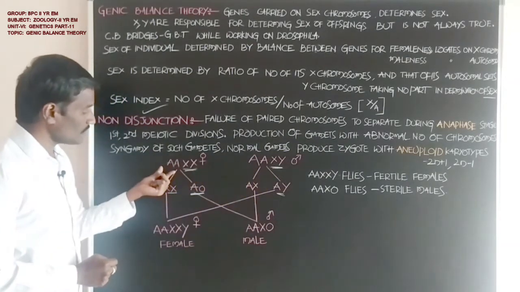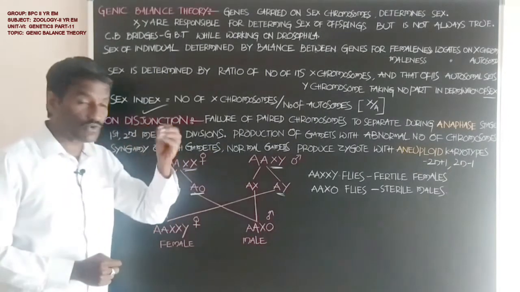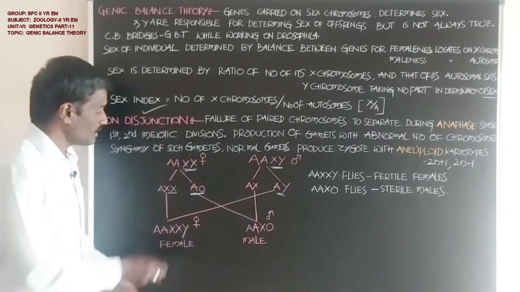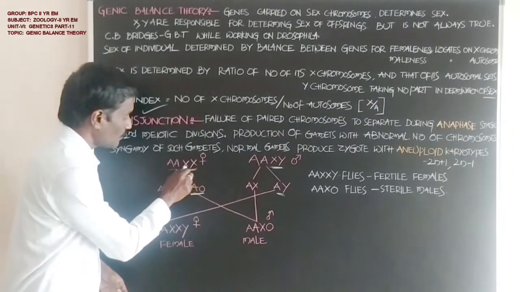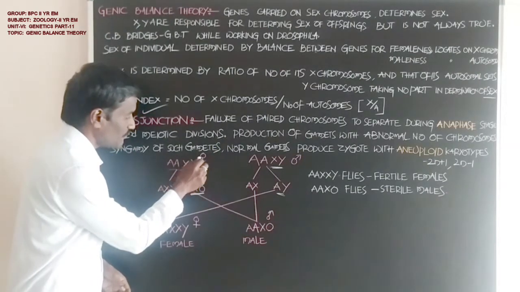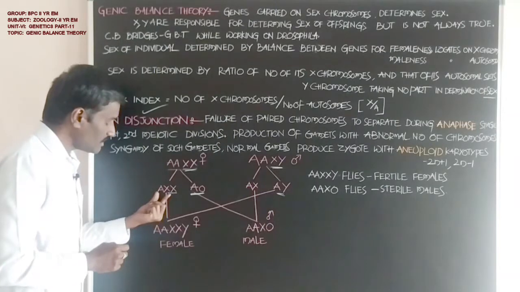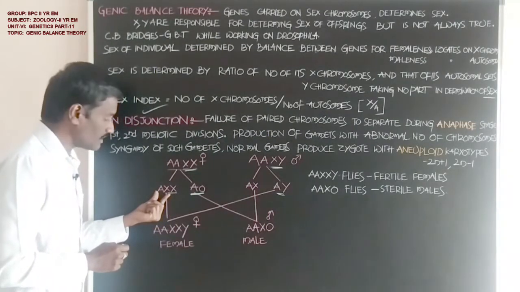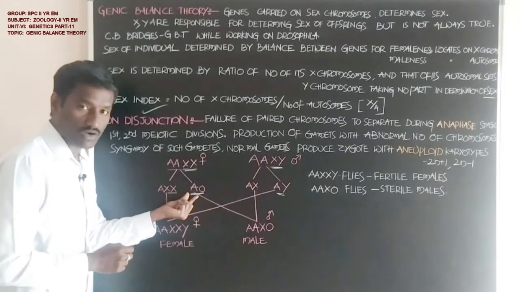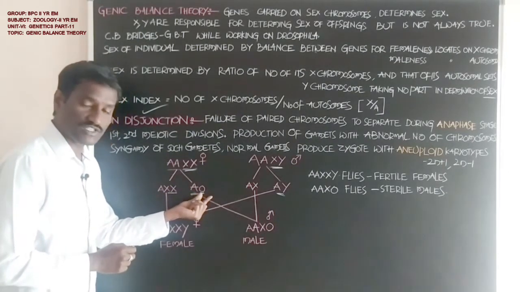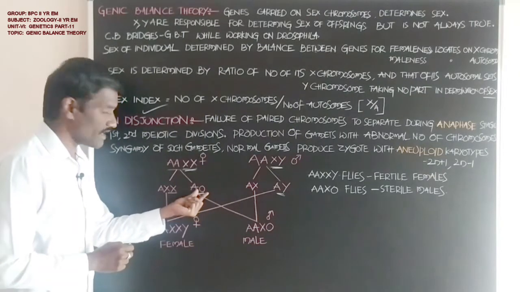Okay, student, if you observe, this is the female and this is the male Drosophila. Due to non-disjunction, failure of the separation of chromosomes into the daughter cell, this is the mother cell with AAXX karyotype. The AAXX female goes for the production of gametes. Half of the gametes have an AXX chromosome complement, and the other half have only autosomes. The X chromosome is not present in this gamete, the egg cell.